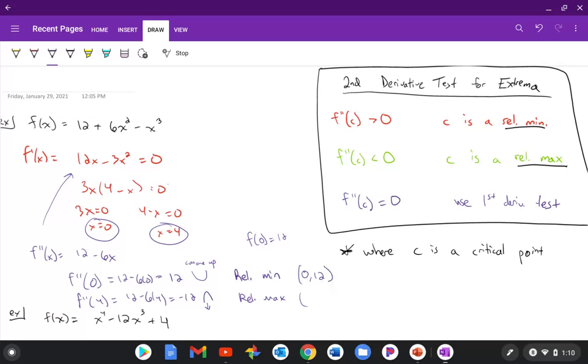And then the other one we had was at 4. So then we would just plug 4 into our function. And what do we get there? Let's see.